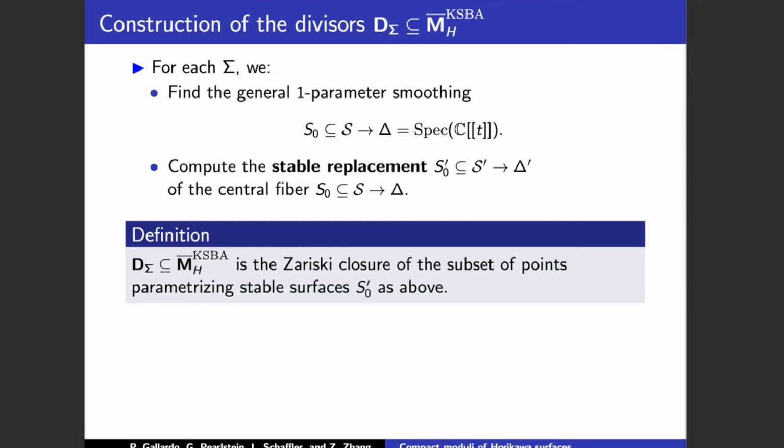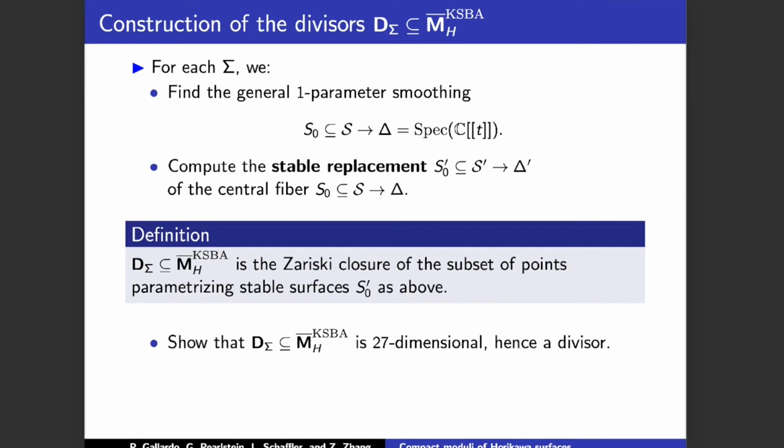Of course, there is no guarantee whatsoever that this has to be a divisor, right? This is just a closed subset. It's a stratum of the boundary. So the last step of this program is counting parameters and showing that actually this D sigma is 27 dimensional. So you obtain that divisor, so a maximal piece of the boundary. Okay, so this is the rough outline of what we do.